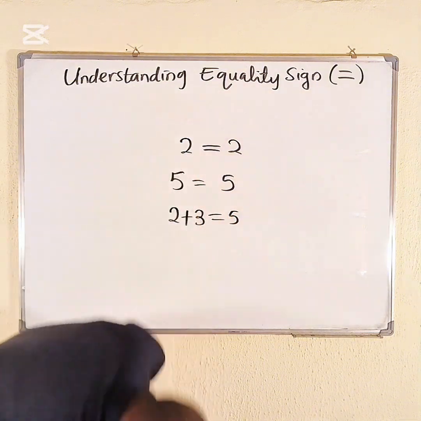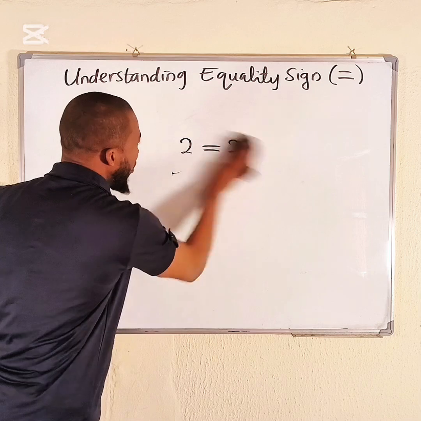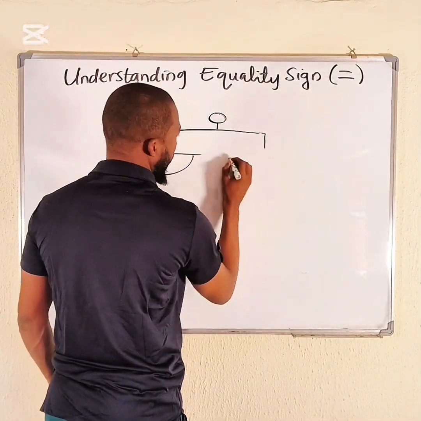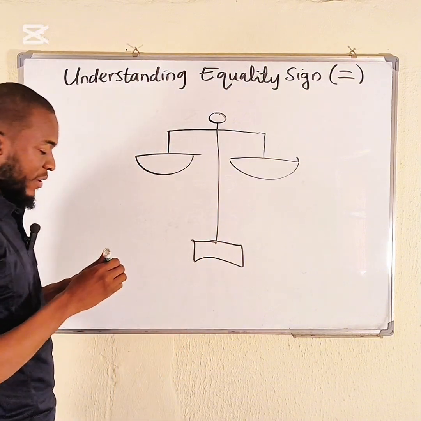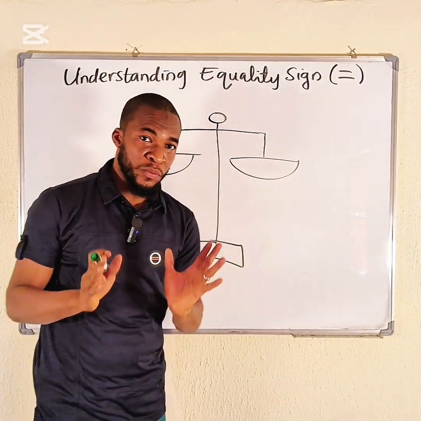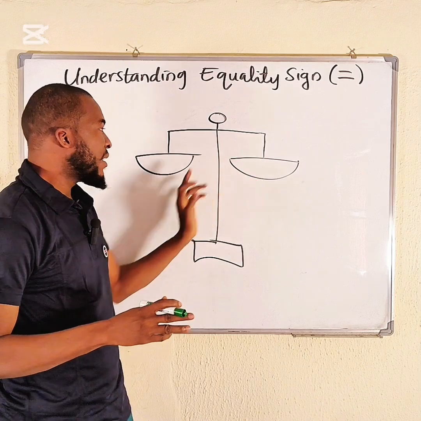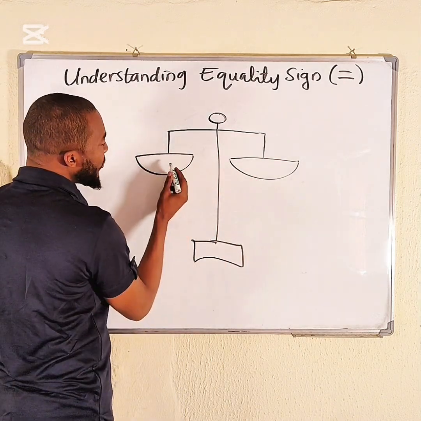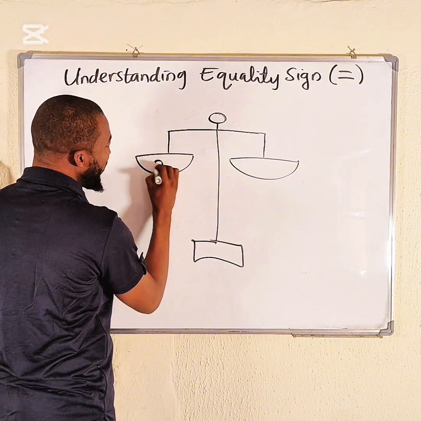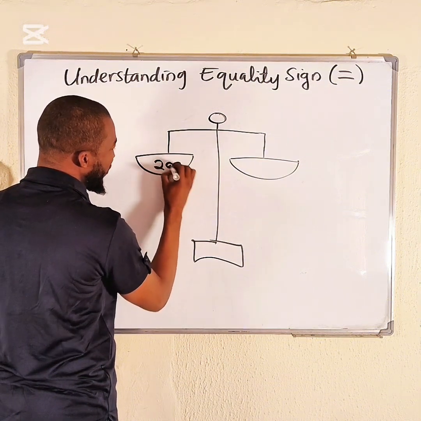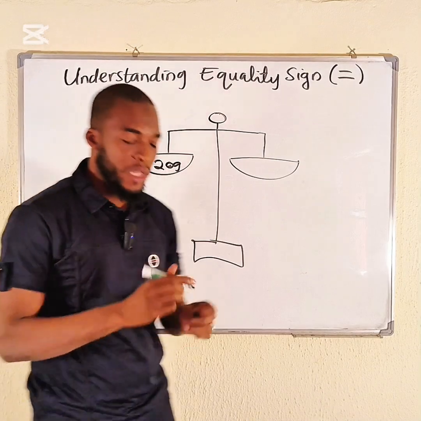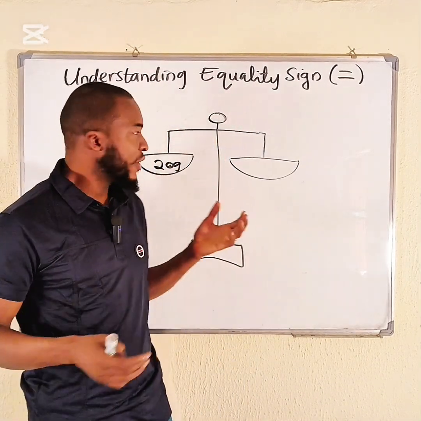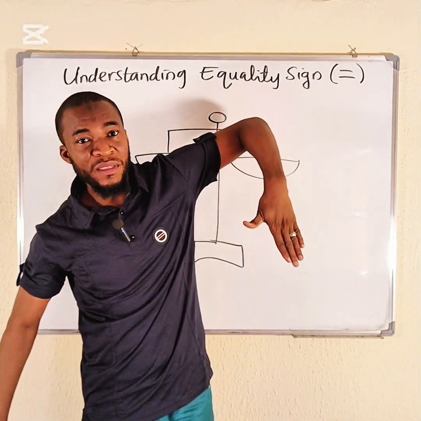So let me use a scale to explain this properly. This is a scale, right? At equilibrium, meaning this side and this side have the same weight. What happens if you add maybe 20 grams here? The position of the equilibrium will change, because this one will be much heavier, so it will go incline, something like this.